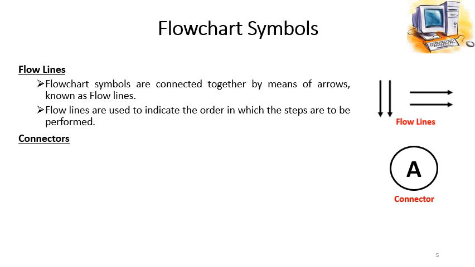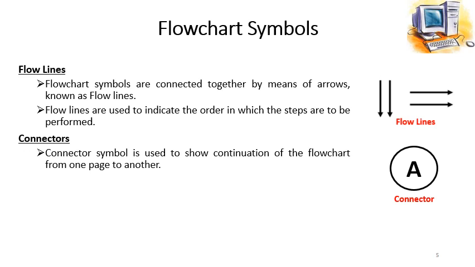And at the end we have the connectors. Connector symbol is used to show continuation of the flowchart from one page to another. If we are drawing a flowchart on a page and that flowchart cannot be completely drawn on that single page, and we have to continue it to the next page, at that time we will use this connector symbol, which connects the flowchart drawn on one page with its other part drawn on the other page.